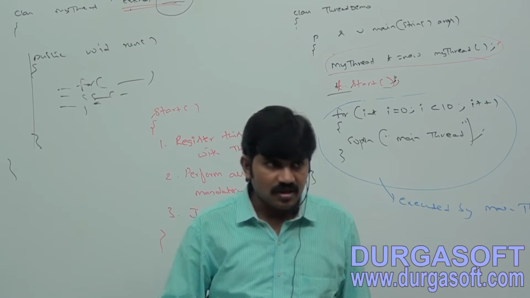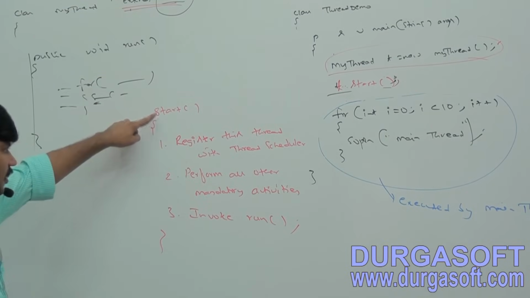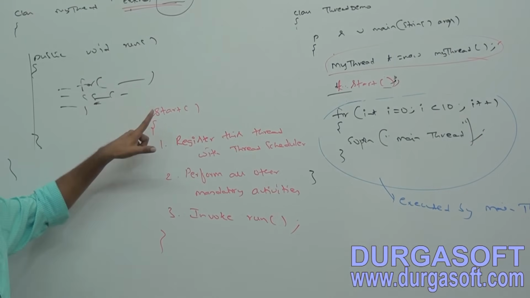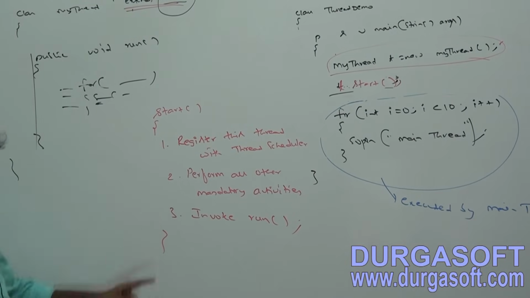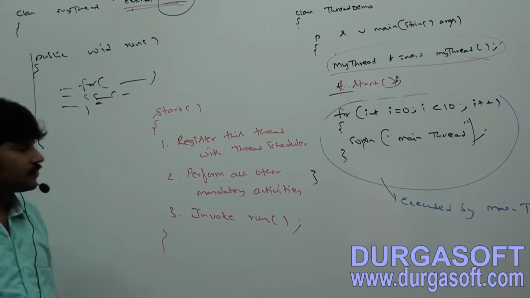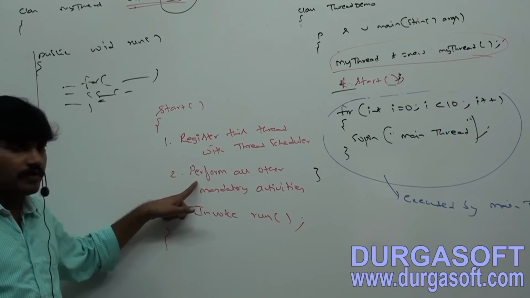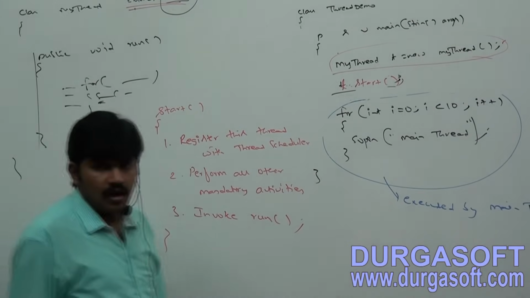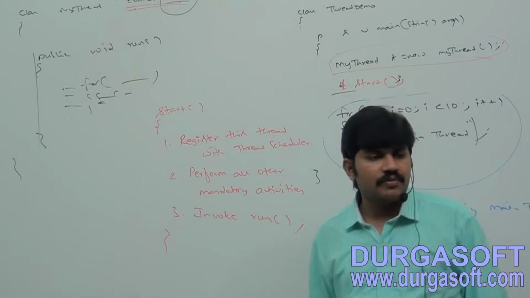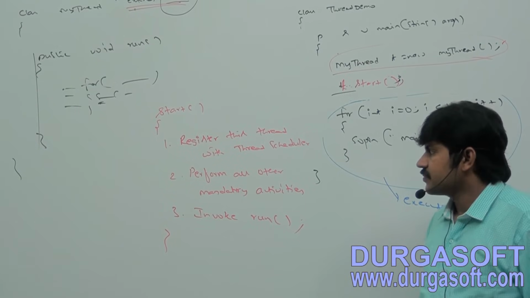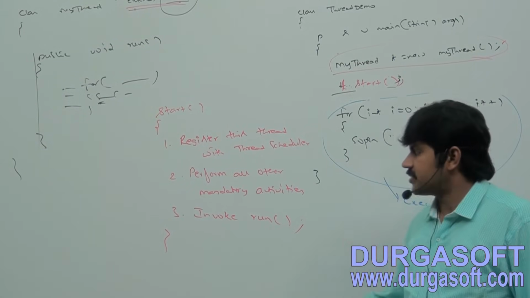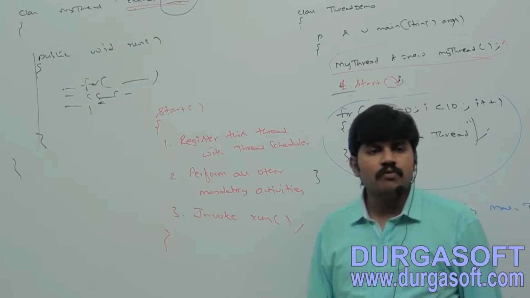Now the terminology is clear. Take this example, I mean this code. Start: register this thread with the thread scheduler. Next, perform all other mandatory activities. Third one, invoke the run method.